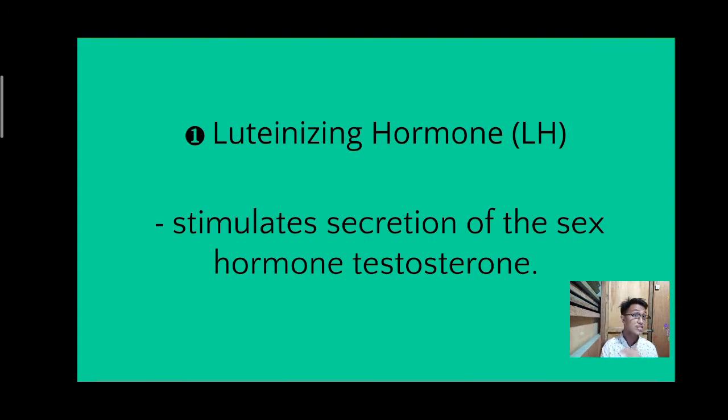This testosterone, the male sex hormone, brings some changes in the human male body. For example, the growth of a beard, the growth of hair in the armpit, the growth of hair near the external reproductive structures, and also changes in voice. Inside the body there are also changes: the prostate gland and the seminal vesicle start to develop. That is the work of the luteinizing hormone.